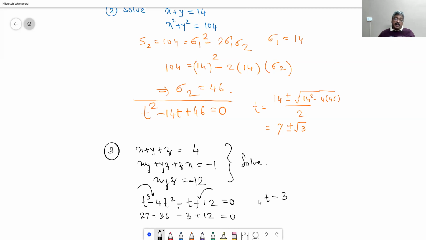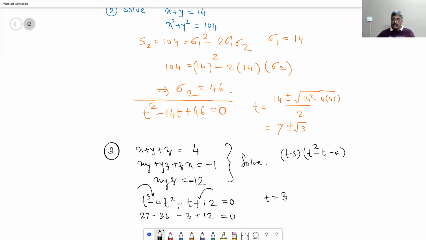Correct. That means t minus 3 is one factor. And if t minus 3 is one factor, then t square, you have created minus 3t square, minus t, you have created plus 3t, correct? Plus 3t, and therefore you should have minus 4 as a second. This is quadratic.